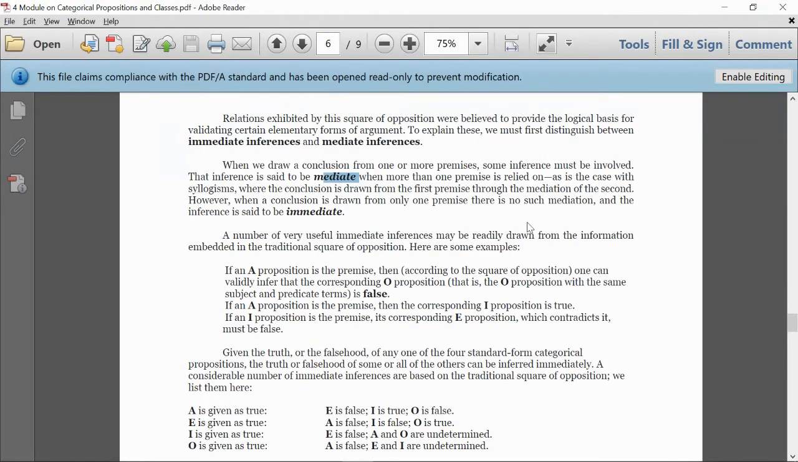However, when a conclusion is drawn from only one premise, there is no such mediation, and the inference is said to be immediate.